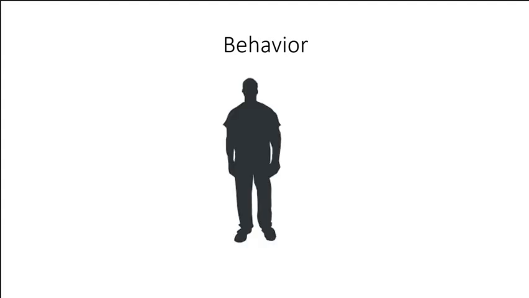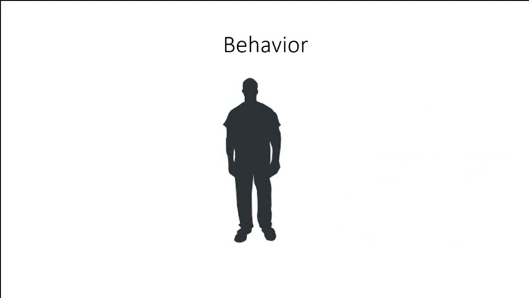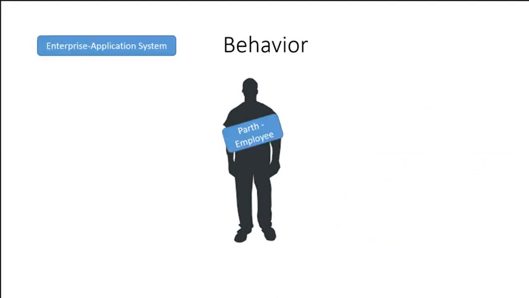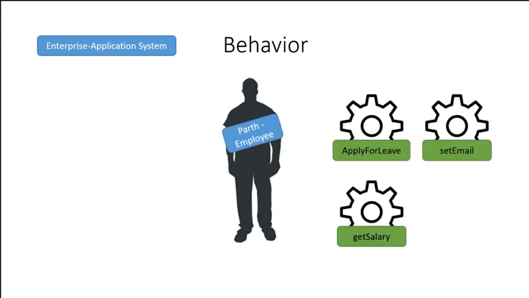So, let's continue with behavior. The behavior of an object is given by methods. It often modifies the state of an object. So let's consider the same example. A class person can have walk, talk, dance, eat, sleep as methods to define its behavior. Similarly, in an enterprise application system, the person will be an employee and it can have methods such as apply for leave, set email, get salary, set manager, and many more depending on our application's need.